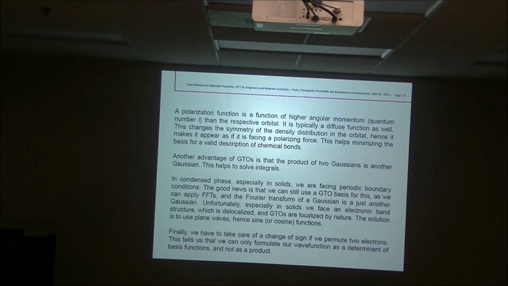From Pople's group, you have typical names like 3-21G. What does this mean? This means that the inner shell electrons are described by a contracted Gaussian of 3 Gaussian functions, and the valence is a contracted Gaussian of 2 functions plus a primitive function. This is a double zeta basis. 1 zeta, 2 zeta. G is for Gaussians.